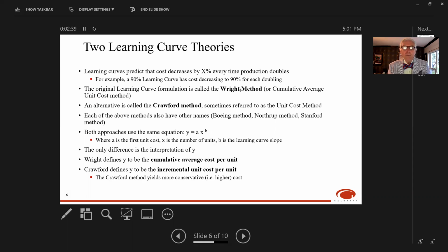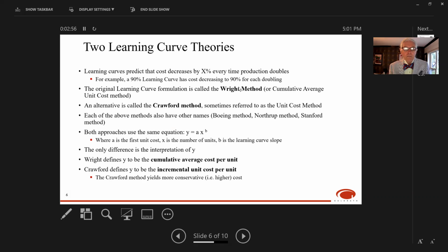The original learning curve formulation is called the Wright method, also called the cumulative average unit cost method. And there's an alternative called the Crawford method, sometimes called the unit cost method. And then each of the above methods has some other names, some of which I've listed there.